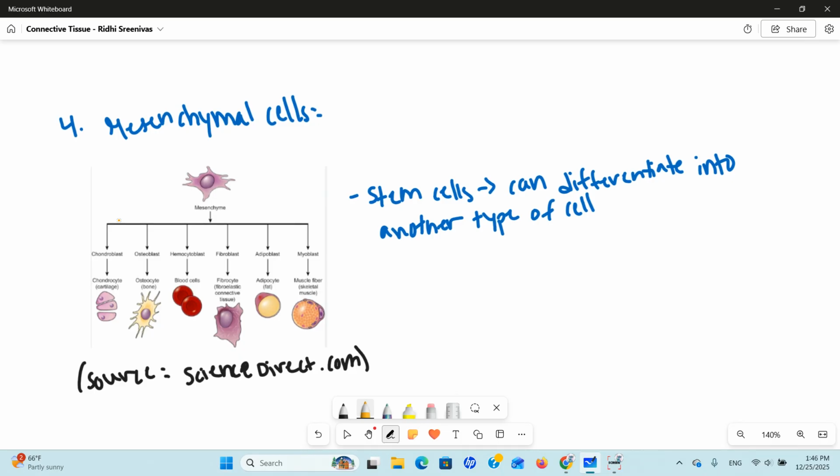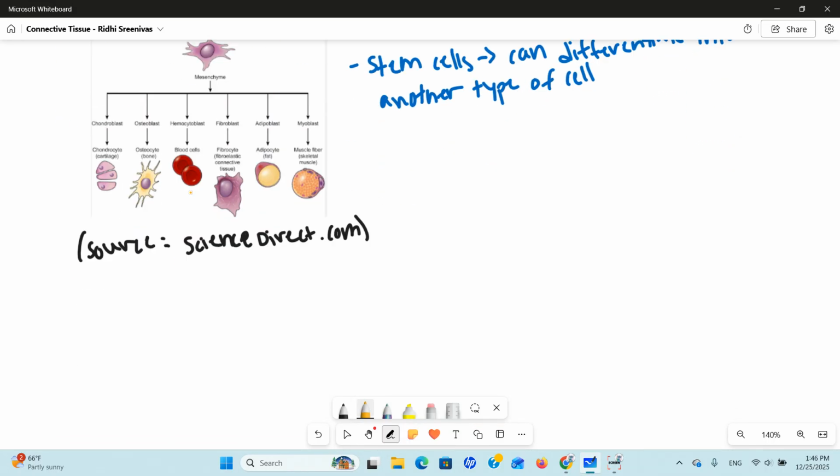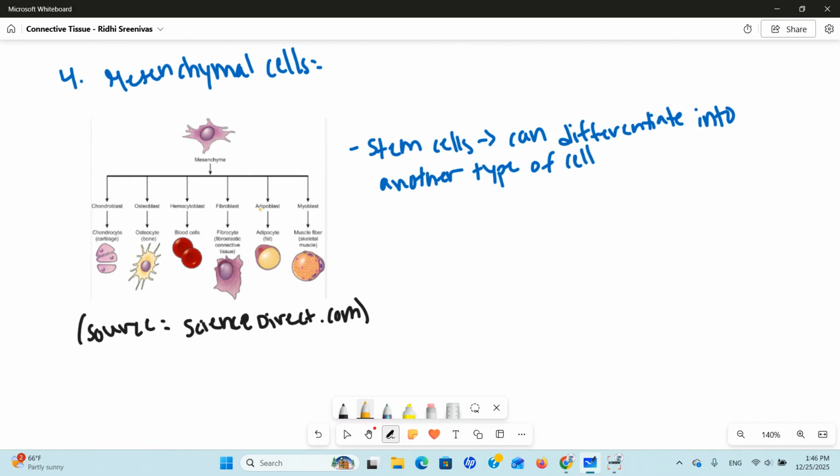And next we have mesenchymal cells, which are stem cells, meaning they are cells that don't have a specific job yet, but they can differentiate into any type of cell, depending on what is needed at the time. Especially in times of growth and repair, they can differentiate into those needed cells. And this is what a mesenchymal cell looks like, and it can basically differentiate into any of the cells needed. These are just a few examples of cells.